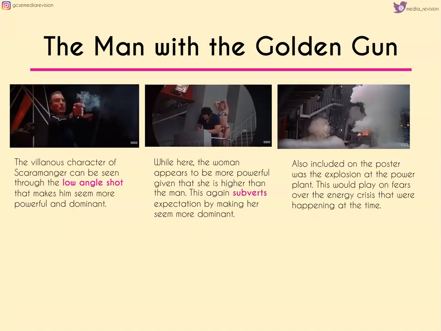The villainous character of Scaramanga can be seen through the low-angle shot. It makes him seem more powerful and dominant, while the woman in the middle appears to be more powerful given that she's higher up than the man, and this again subverts expectation by making her seem more dominant.